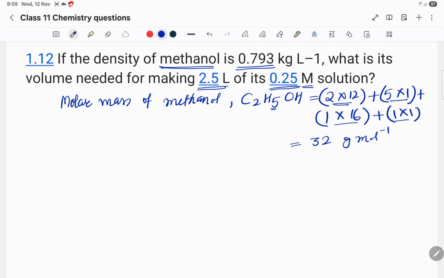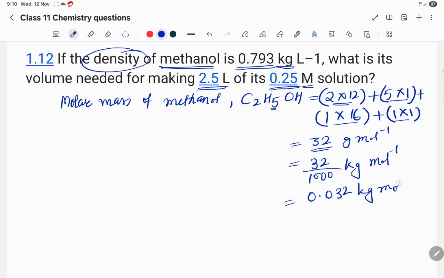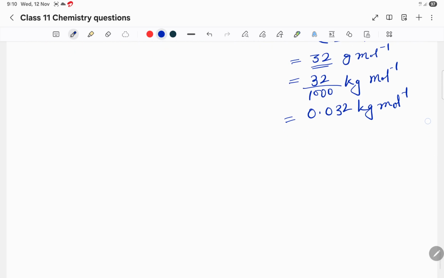Grams mole inverse. Okay. Now, as you can see, density has been given in kilograms. So can we convert this molar mass into kilogram also? We can. Obviously, when we are converting into kilograms, we are going to divide it by 1000. If 32 is divided by 1000, then gram is converted into kilograms. Obviously moles is going to remain like that, and then you are going to have 0.032 kilograms mole inverse, right?